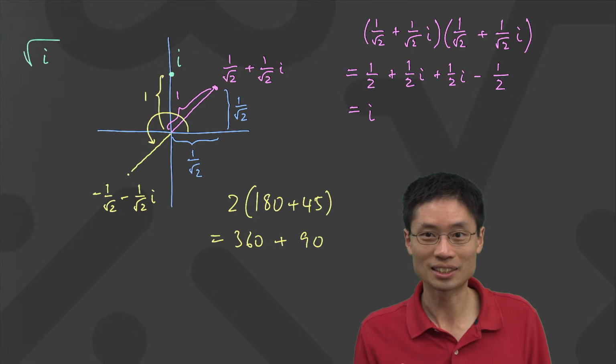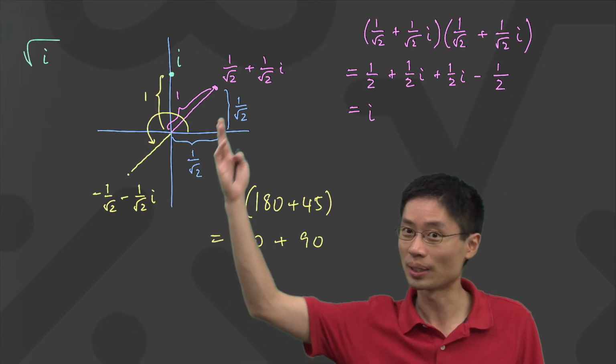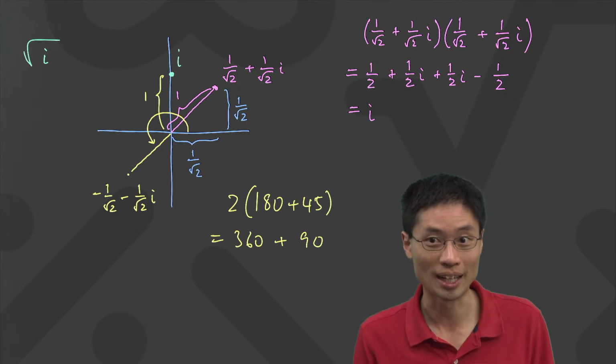So that's the answer to the square root of i. Turns out that there are 2 numbers here, this one and that one, which are the square root of i.